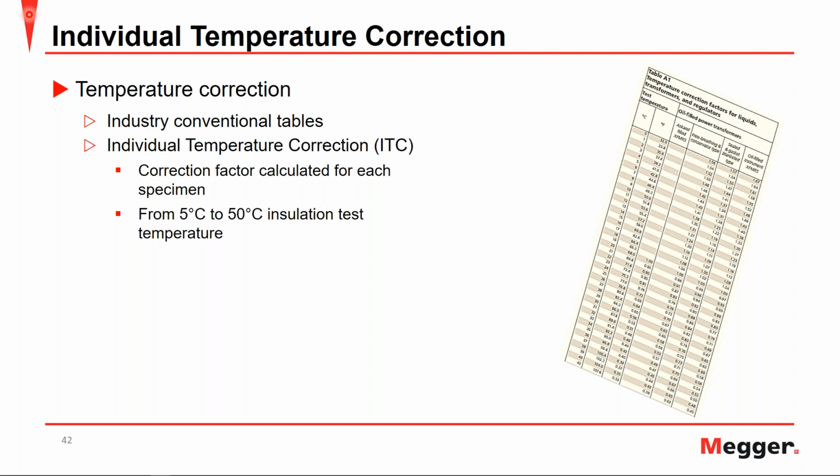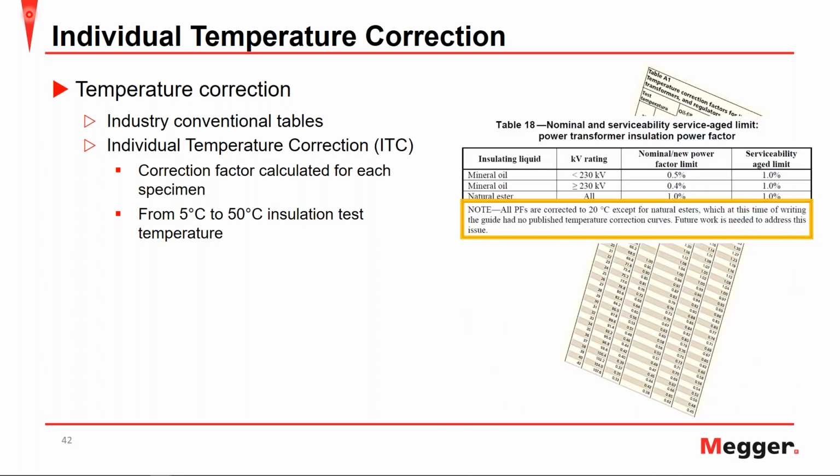So it was found that these tables were not very accurate at doing temperature correction. They overcompensated for some and undercompensated for others, as you may have the same transformer that's subject to different loading, operation, maybe a different environment. So the tables were found not to be reliable. But you can see that it's still noted in the IEEE that all power factors are corrected to 20 degrees C.